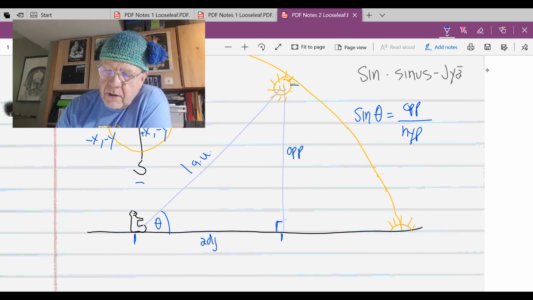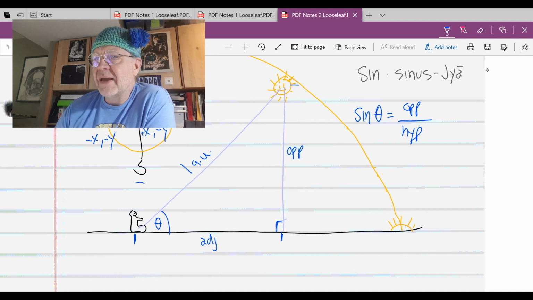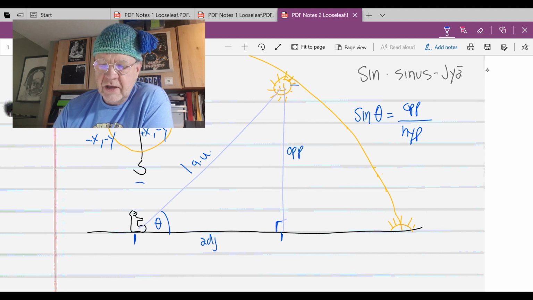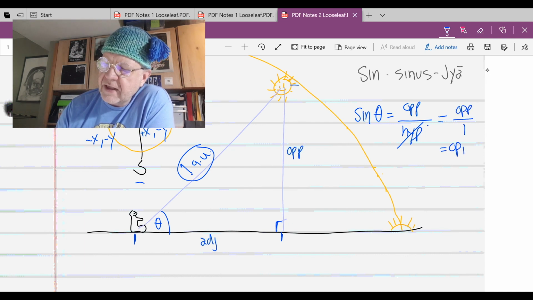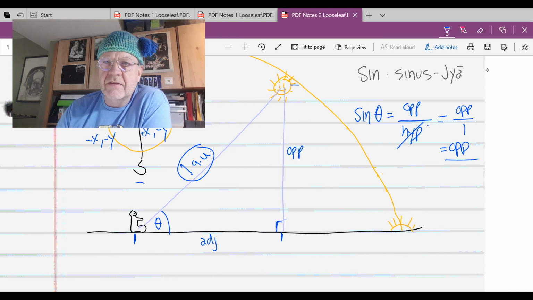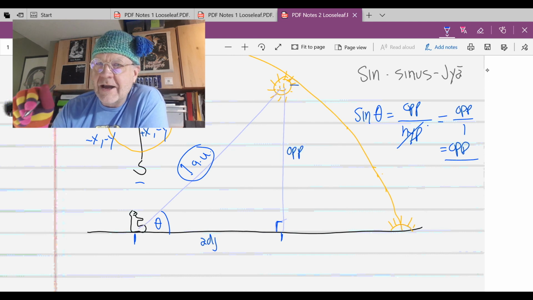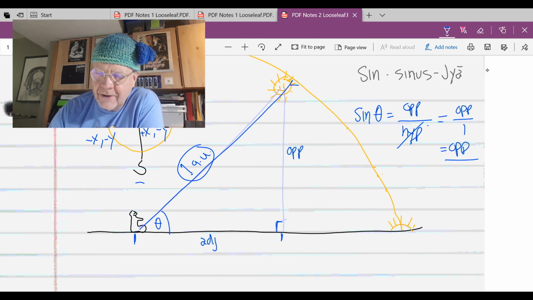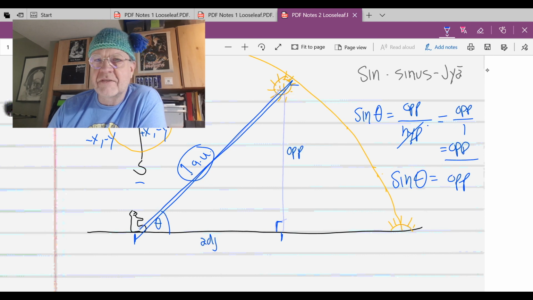But hey, look at the length of the hypotenuse in our astronomically based version of trigonometry. It's 1. And so sine theta, which is normally opposite over hypotenuse, well, if the hypotenuse is 1, then we just get the opposite side over 1, which equals the length of the opposite side. And so we start gaining a slightly different definition of what the sine of an angle is. In a perfect circle that has a radius of 1, that's this bit here, we now say that sine theta simply equals the opposite side.